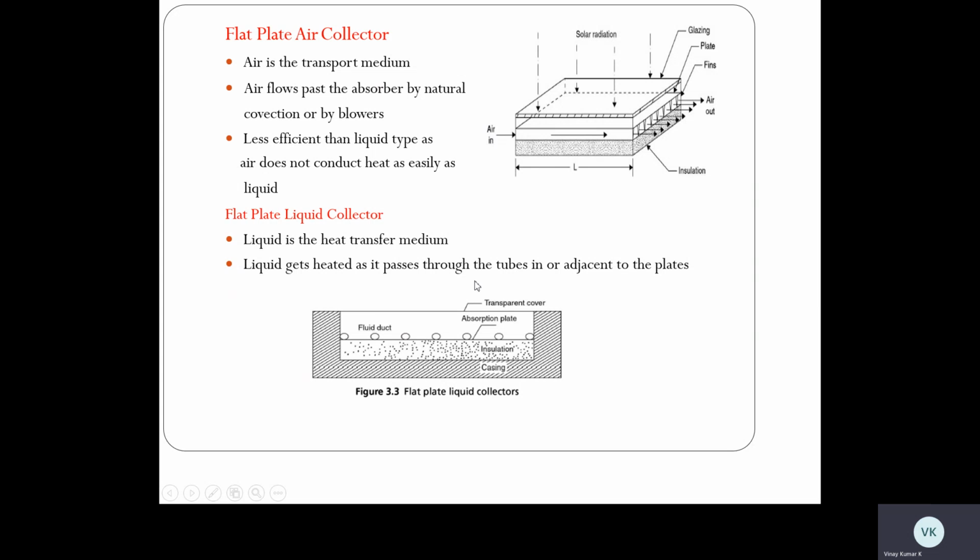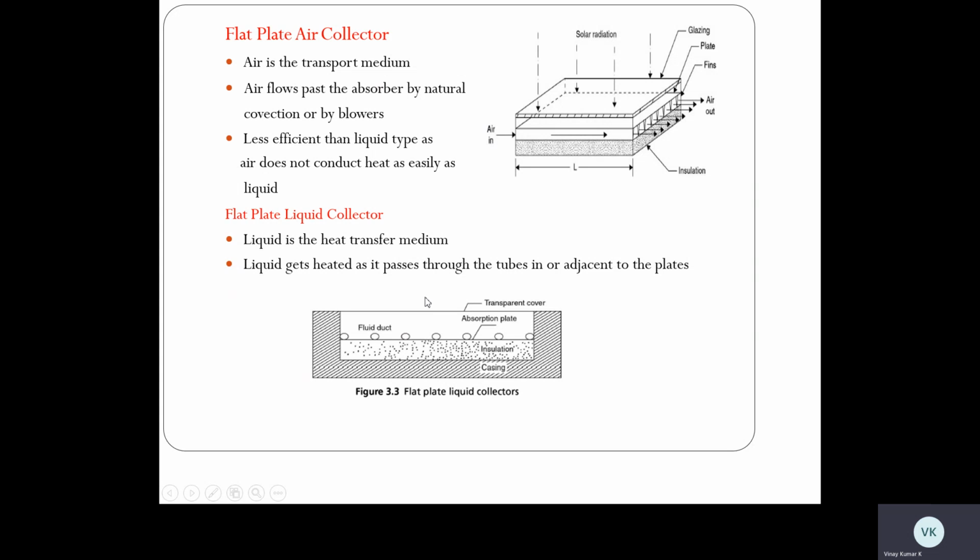This is the pictorial representation of a flat plate liquid collector. Here the fluid ducts are there, through which a liquid will be flowing. The other structures remain the same: transparent cover, absorbing plate, insulation, casing, everything will be the same. The only difference is that here we use liquid to pass through, whereas in the air collectors we use air as the heat transfer medium. In flat plate liquid collectors, we use a liquid as the heat transfer medium.